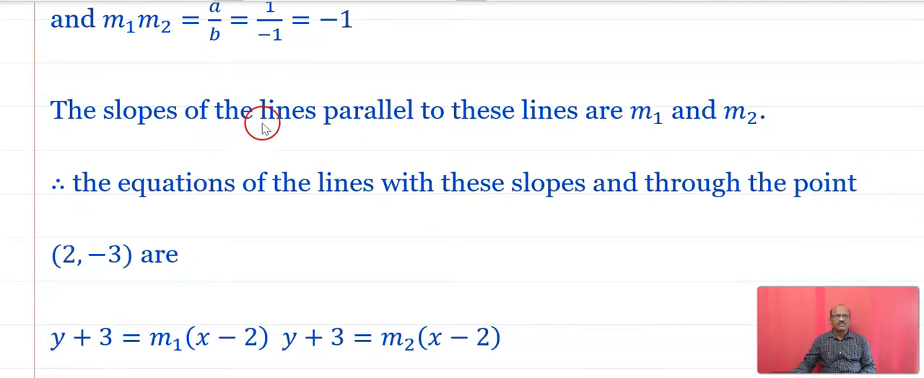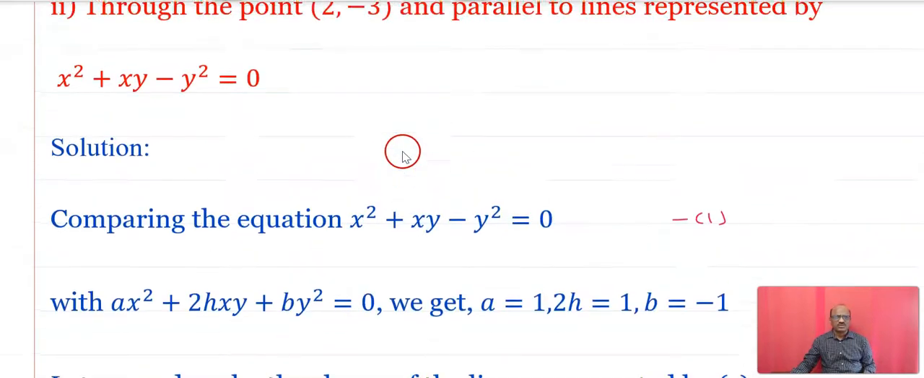The slopes of the lines parallel to these lines are m1 and m2, because the given lines pass through the origin.